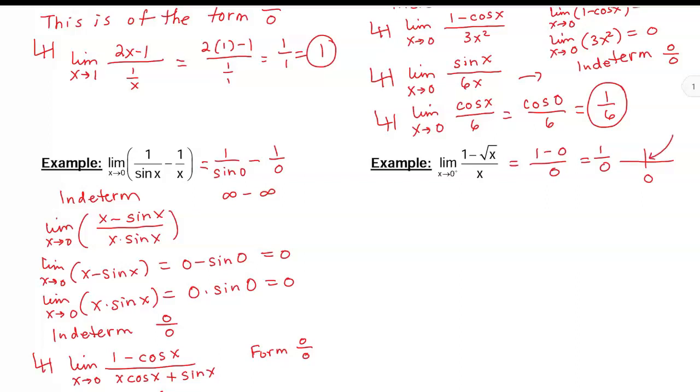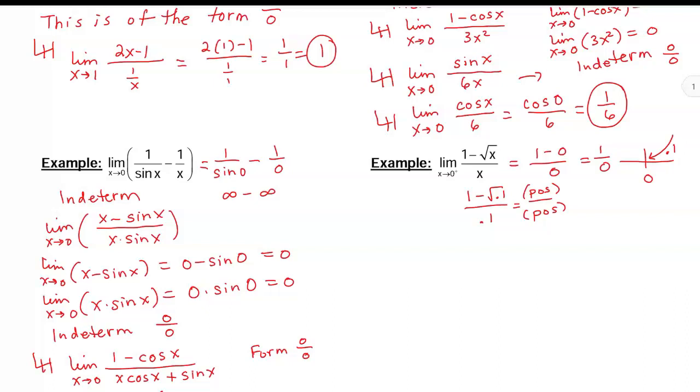And I know that I'm approaching it from the right. If I think about a number close to 0, like 0.1 is close to 0, when I look at the value of the expression 1 minus the square root of 0.1 over 0.1, in the numerator, I have 1 minus a positive number. The square root of 0.1 is going to be a small number. I'm only subtracting a little bit away from 1, and it's going to be less than 1. So it'll still be positive in the numerator. And of course, 0.1 is positive in the denominator. So I have a positive over a positive.